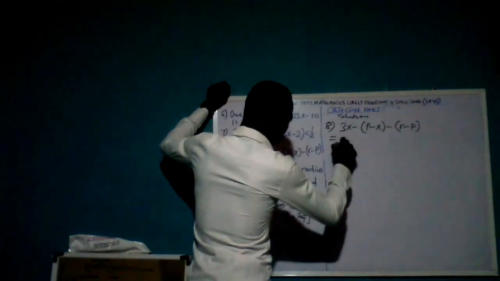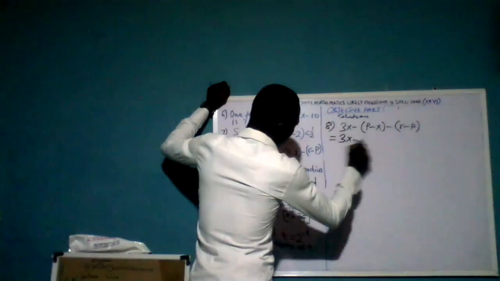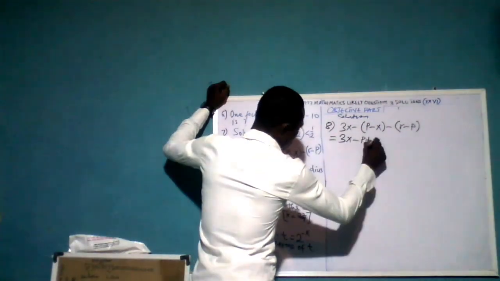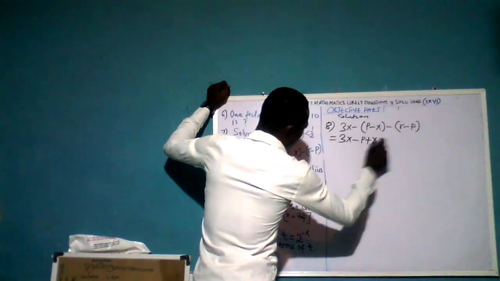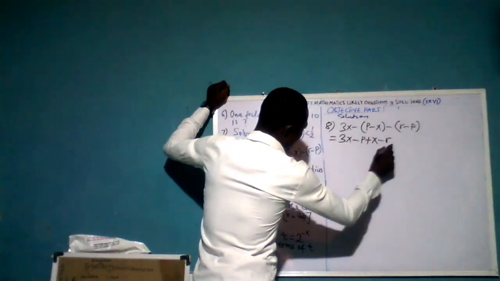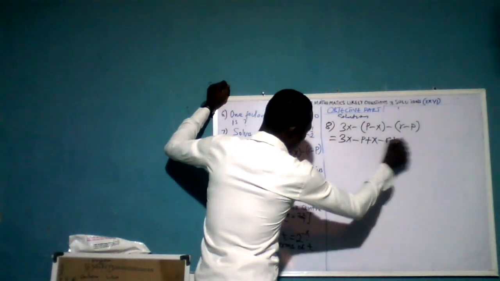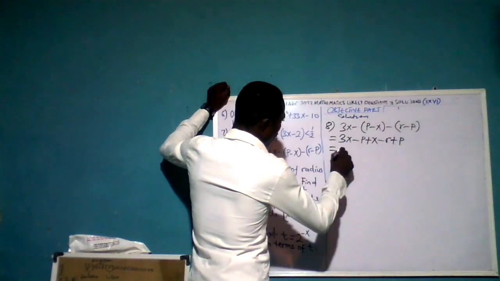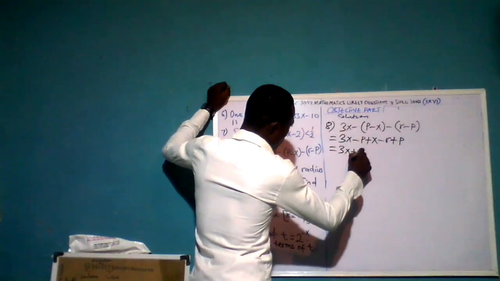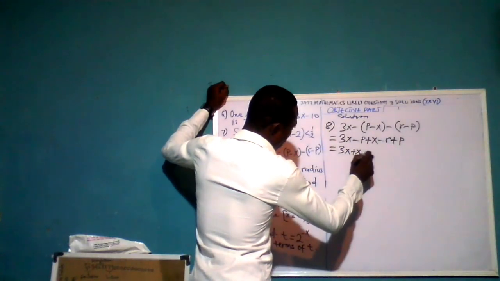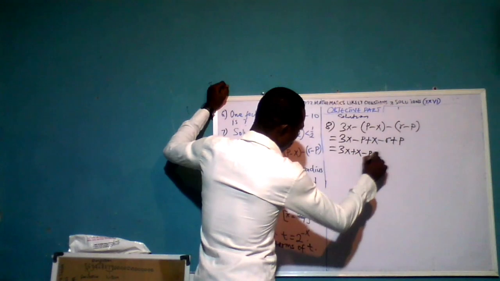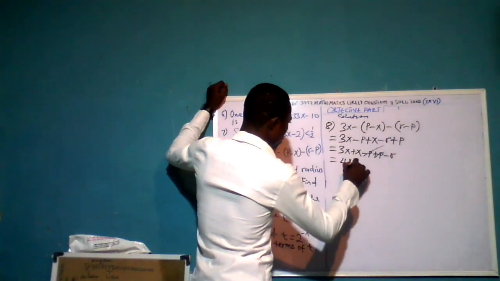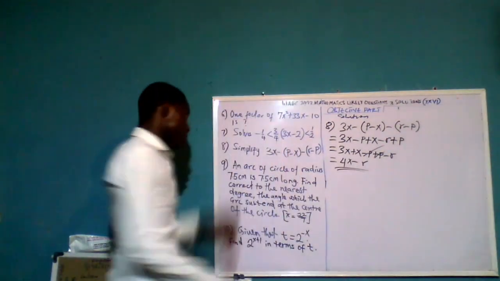So you do that, you have this will be equal to 3x minus, of course, minus times plus here, that will be minus p, minus times minus will be plus, so plus x, then minus times plus, that will be minus r, and minus times minus, that will be plus, so plus p, okay? The next thing to do is to collect the like terms, all right? And that will be giving us 3x plus x, okay? Plus x minus p plus p minus r. Of course, this will take care of this, okay? And you have 4x minus r. Final answer. That's the answer to question number 8.